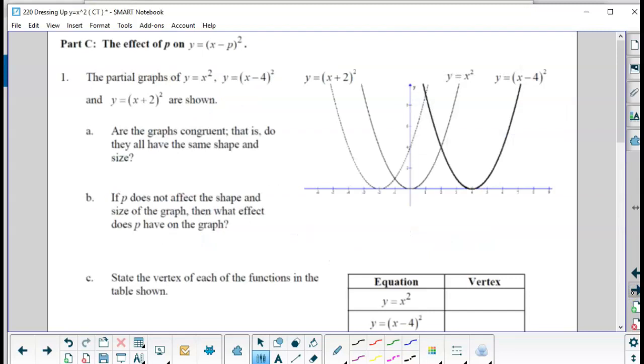Okay, part C, the effect of P on y equals x squared. So when you subtract P from x, some graphs are drawn there. They're labeled. Are they congruent? That is, are they all the same size? If you cut them out and move them over, are they the same shape and size? Yes. If P does not affect the shape and size, then what effect does P have on the graph? Well, those are the same shape, but they have a different vertex. So their location is different. Mathematically, we call it a horizontal translation.